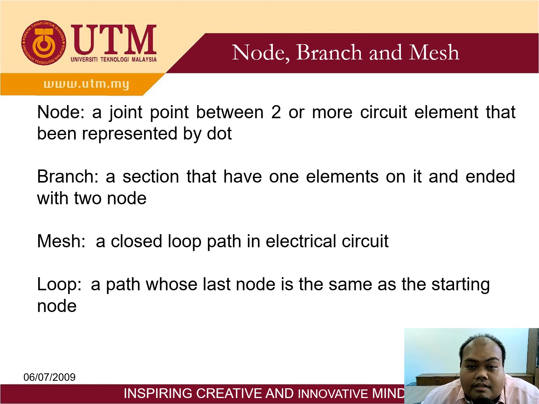A branch is basically just an element. It's the same thing. A mesh is a closed loop path in an electrical circuit. A loop is also a path whose last node is the same as the starting node. I will give the example next.